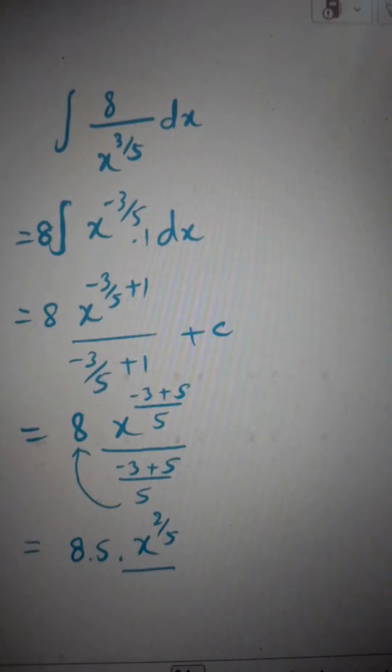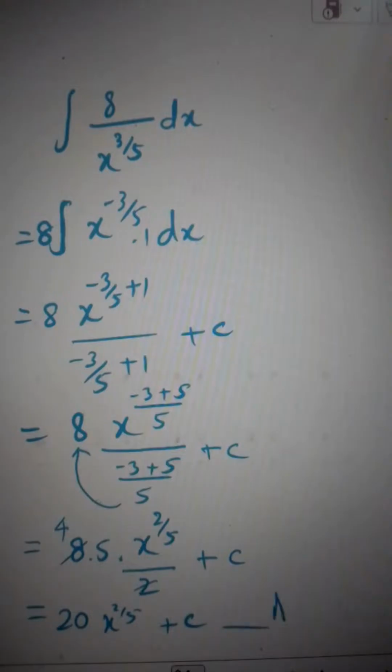5 is written in the numerator with it, and 2 will appear in the denominator. This 2 cancels with 8, giving 4. So 4 times 5 is 20 here. C is added every time. C needs to be kept with us in the form. So 20x power 2 by 5 plus C. C cannot be ignored because it is an indefinite integral.